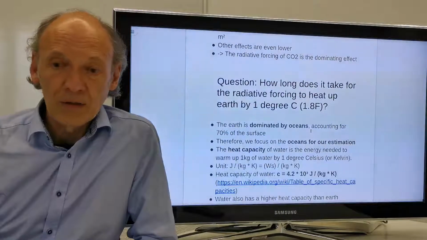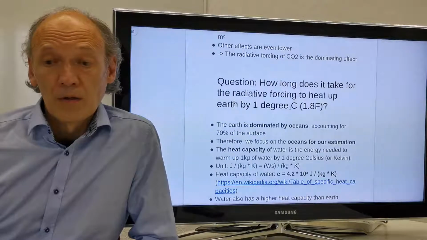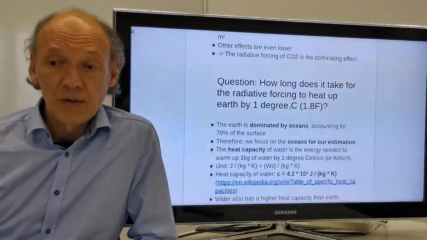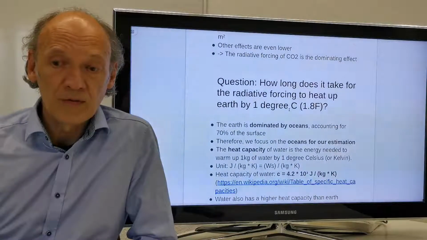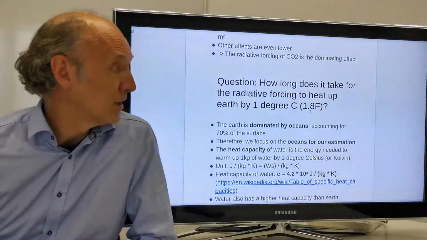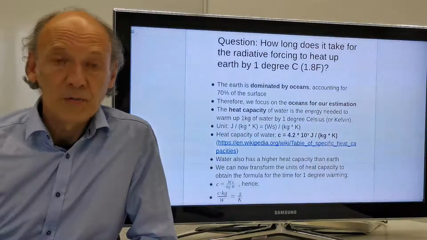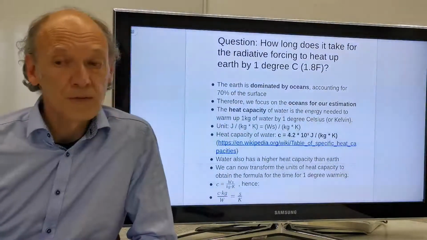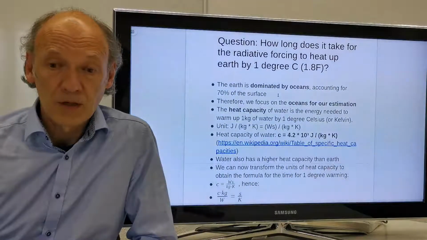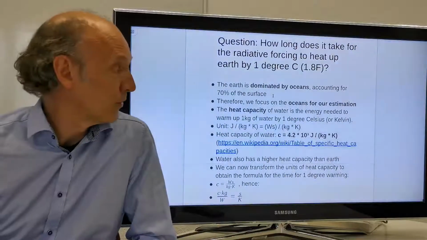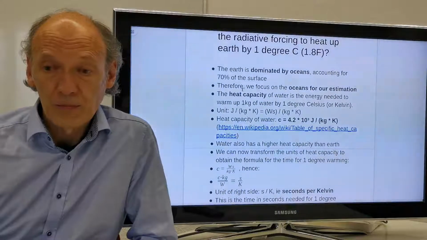So then we can take this power that we now obtained and use it to answer the question, how long does it take for the radiative forcing to heat up Earth by 1 degree Celsius, which is 1.8 degrees Fahrenheit. Again, for our estimation, we take the dominating effects, and Earth is dominated by oceans, which cover about 70% of the surface. So we concentrate on this part.